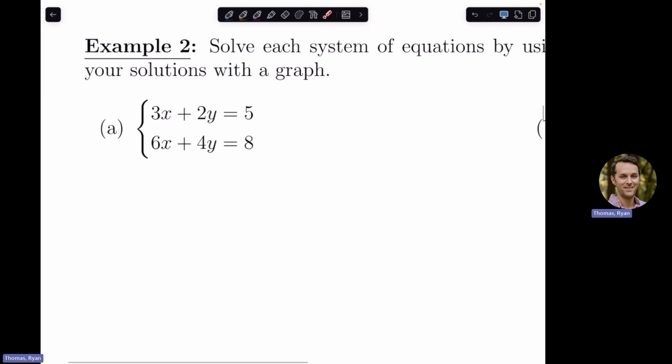Now keep in mind what we're talking about are intersections of straight lines, right? So 3x plus 2y equals 5 and 6x plus 4y equals 8. What do you think?